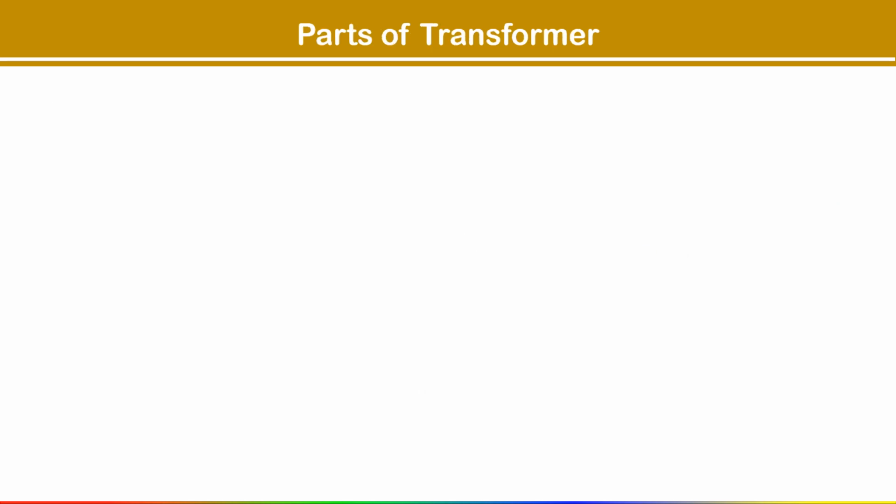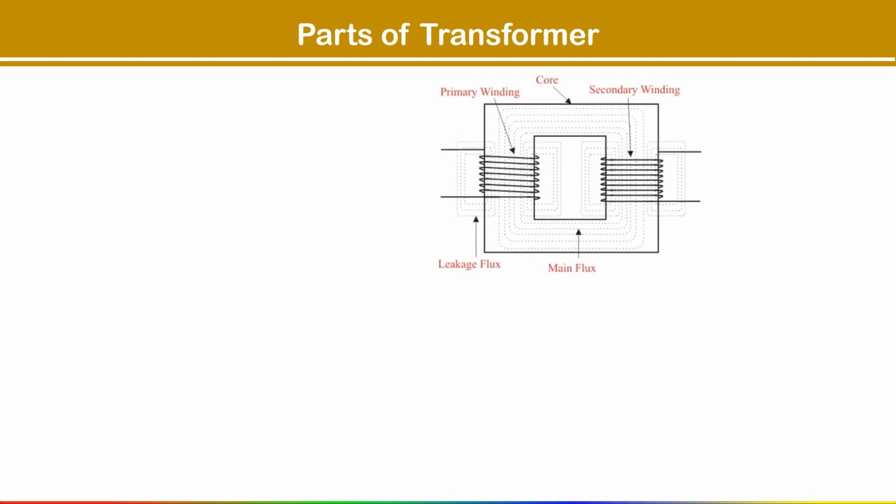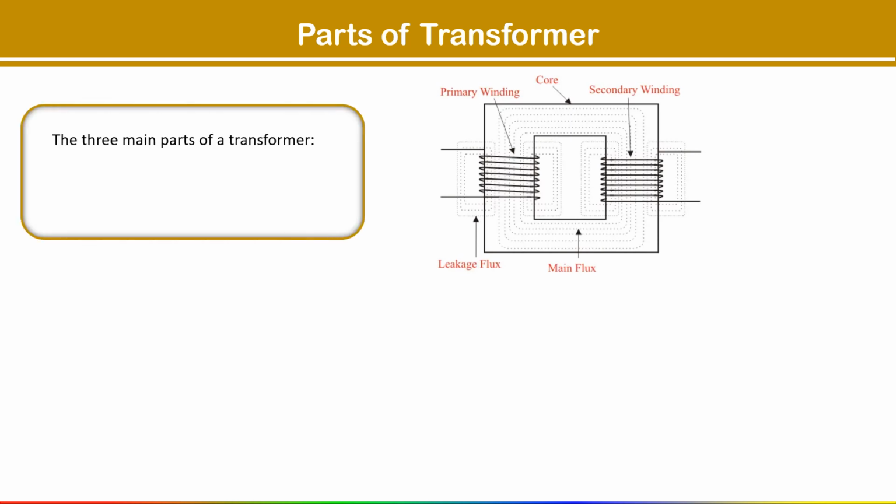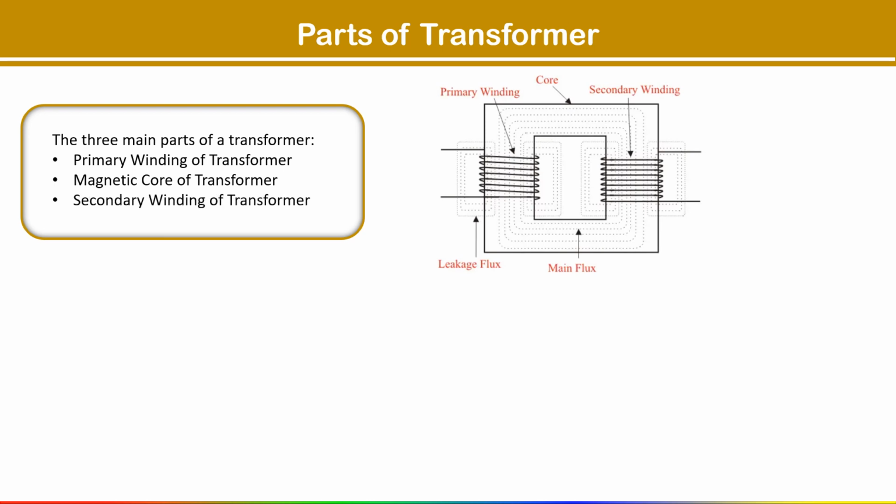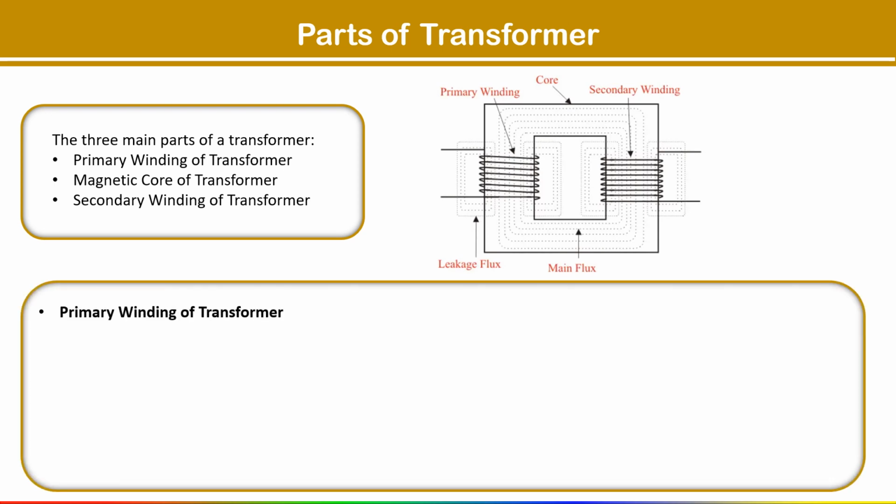Now the next topic we have to discuss is parts of a transformer. As you know, a transformer consists of several essential parts that work together to facilitate the transfer of electrical energy. Here you can see the key components. The three main parts I am showing you are: first, the primary winding of the transformer; second, the magnetic core of the transformer; and third, the secondary winding of the transformer. So let's discuss one by one.